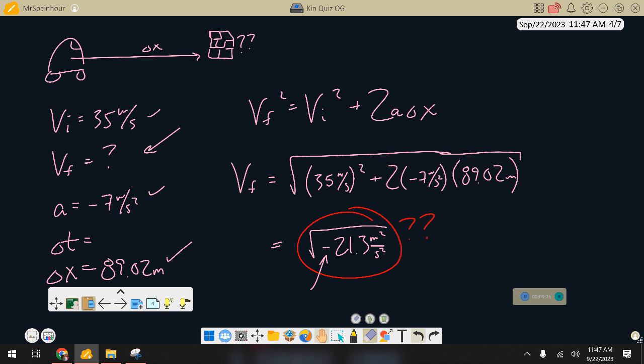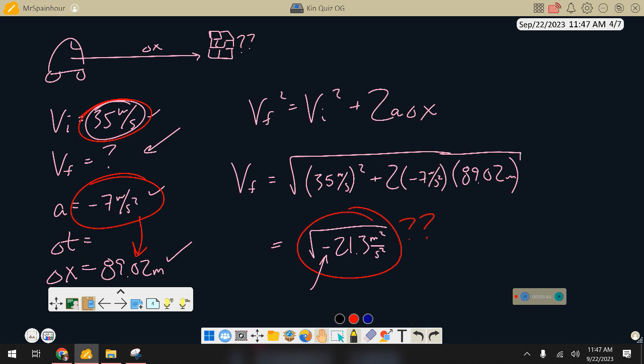So this always messes with people. This would be an imaginary number. Or what does this mean? What it means is, if that is your initial velocity, let me highlight a little bit better here. If that's your initial velocity and that's your acceleration, then this can't happen. Of course, we know that because we look at the last page.